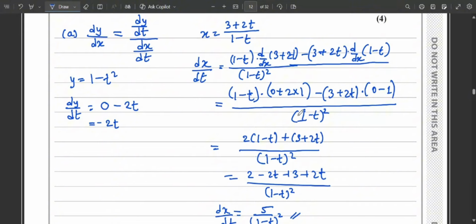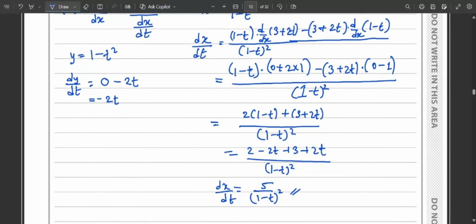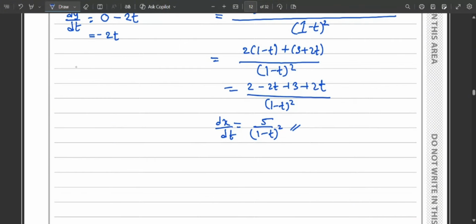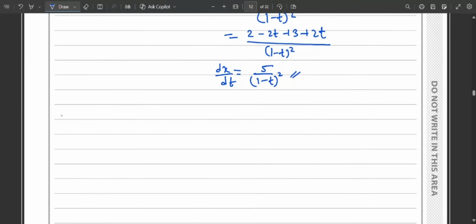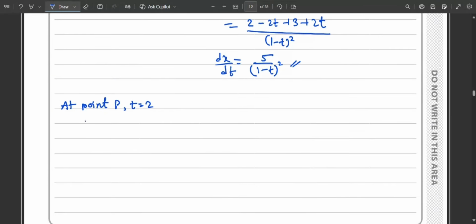Now what we will do is calculate the gradient. We will calculate the values of dx by dt and dy by dt at our point P. This will simplify our process. So I can write, at point P, t is equal to 2. If t is equal to 2, dx by dt would be equal to 5 divided by 1 minus 2 whole square, which ultimately is 5 divided by minus 1 whole square, which is equal to 5.